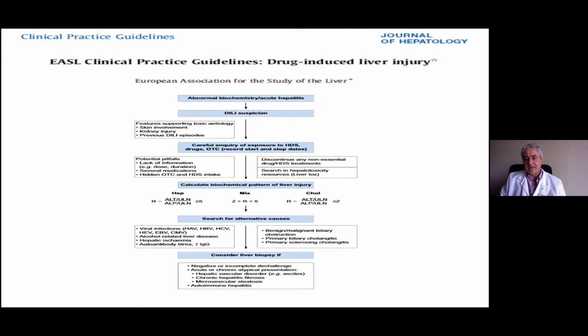And after that, it's important to calculate the biochemical pattern of liver damage to better tailor the diagnostic approach using imaging techniques or specific serology. And we also need to consider liver biopsy in some specific circumstances. For example, when there is a negative or incomplete challenge, to better define acute or chronic atypical presentations, for example, vascular syndromes such as sinusoidal obstruction syndrome, or whenever there is a phenotype of autoimmune hepatitis.